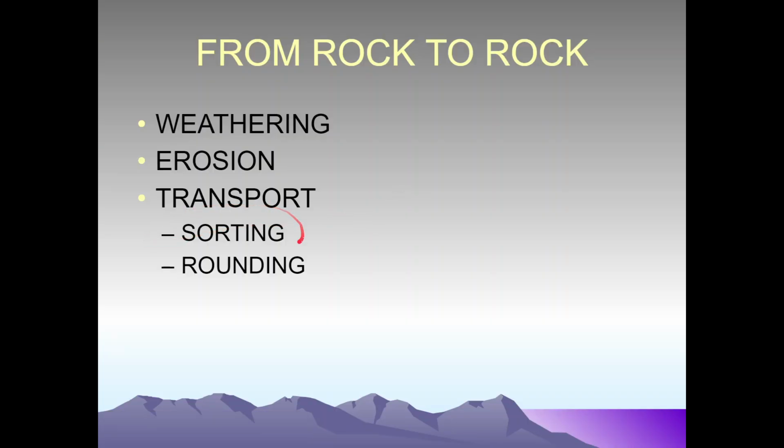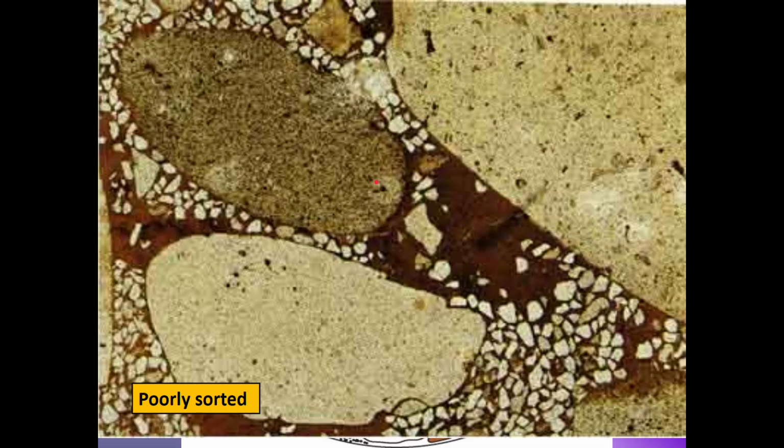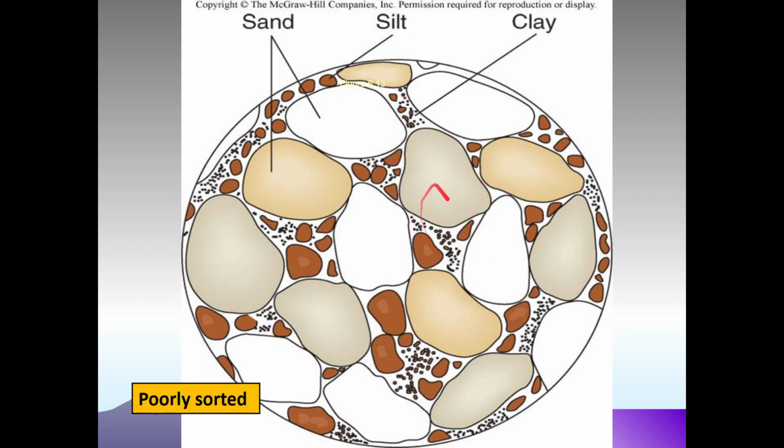So there's the sorting, well sorted and poorly sorted. This tells us something about its transportation. This stuff has gone a long way. All the smaller stuff is left. All the bigger stuff is left. This has traveled a lot. This, on the other hand, probably hasn't traveled very much from where it first came from, and just fell down and plopped down somewhere and didn't have a whole lot of transportation.